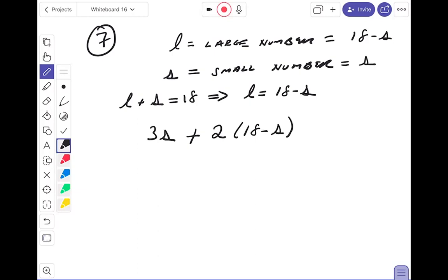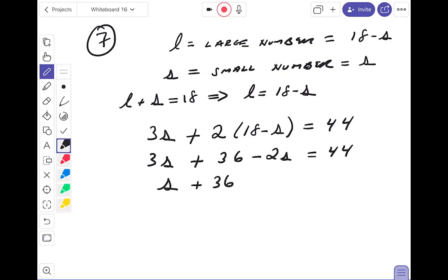All right, let me read that again to you. The total of 3 times the smaller number and twice the larger number is 44. All right, see if we can solve it. 3S plus, well, 2 times 18 is 36, minus 2S equals 44. 3S minus 2S is just an S, plus 36 equals 44. I'm going to subtract 36 from both sides.